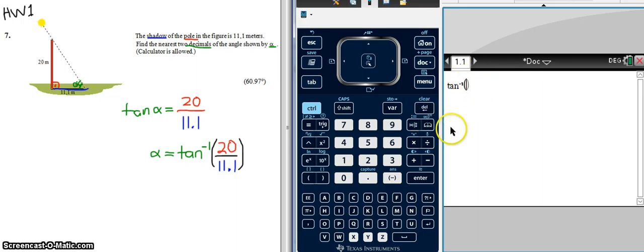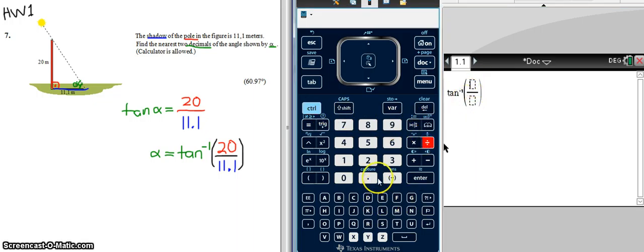It's expecting us to type in here a value, and we're going to use this fraction button, so press Control first to get that blue operation. And then we have 20 in the numerator. To get to the denominator, use our down arrow, 11.1, and press Enter.